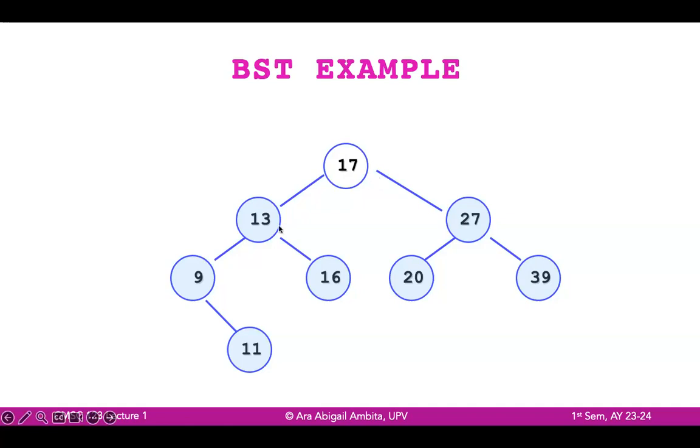For example, you are on node 17, and you have the left subtree and the right subtree. As you can see, all of the items on the left of node 17 are less than the items on the right of node 17. Similarly, the items on the right of node 17, the root, are greater compared to the items on the left of node 17, the root.